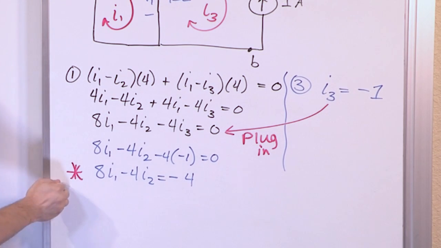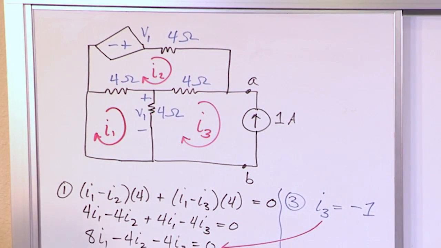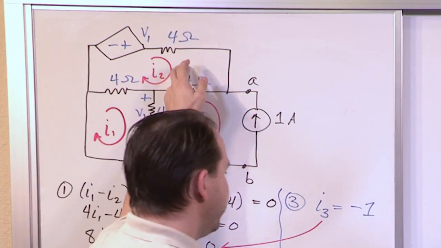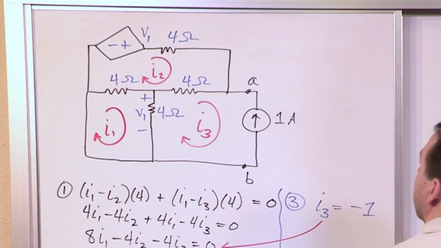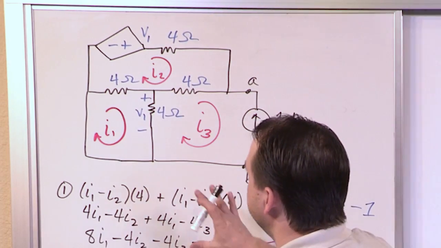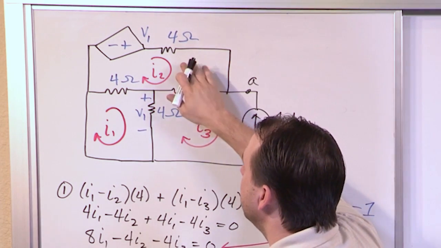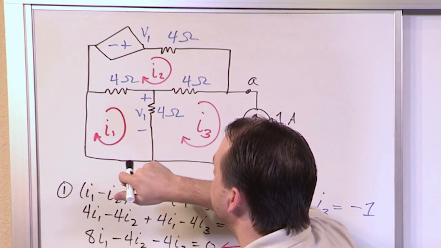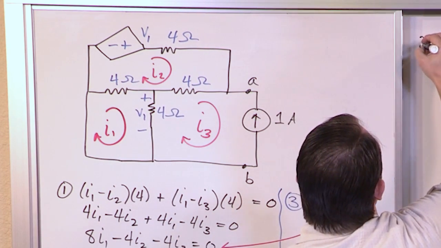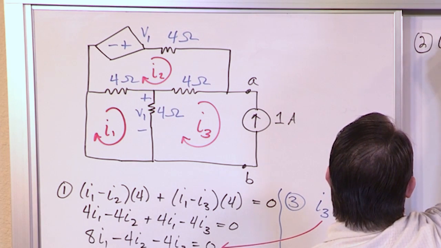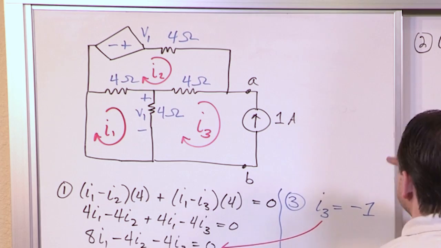All right, now let me scoot this board over here. And what we're going to do next is continue working. We're going to start working with mesh 2 now because we haven't even touched mesh 2. Since we've gotten mesh 1 taken care of, we want to go off to mesh 2. So as we walk through this 4 ohm resistor, it's going to be I2 minus I1 times 4. So we're working on mesh 2. It's going to be I2 minus I1 times 4.